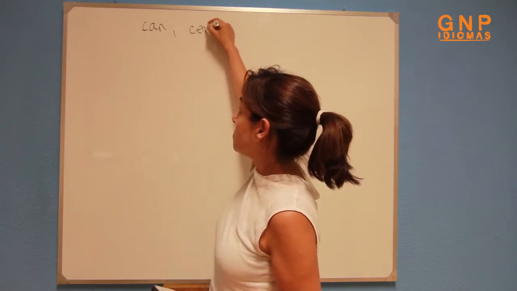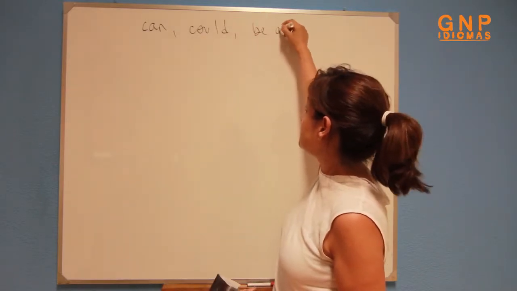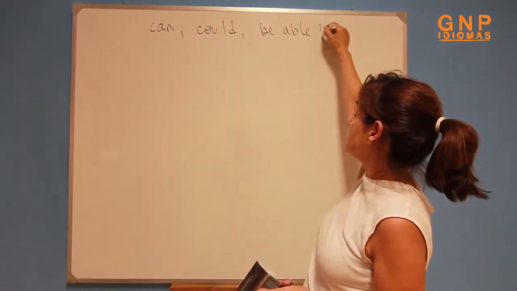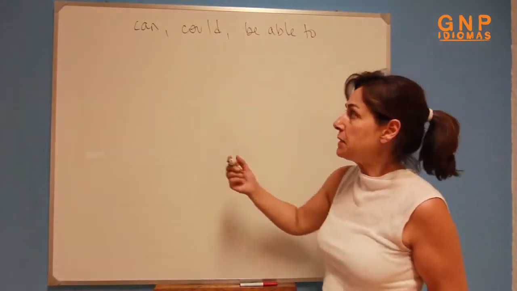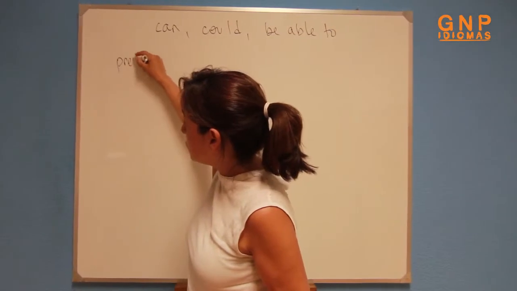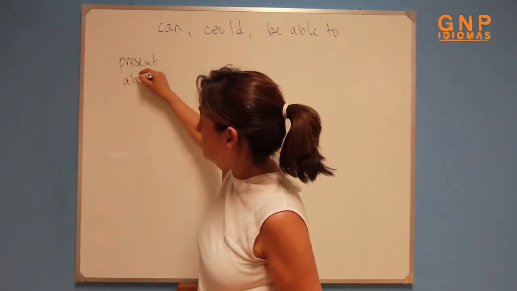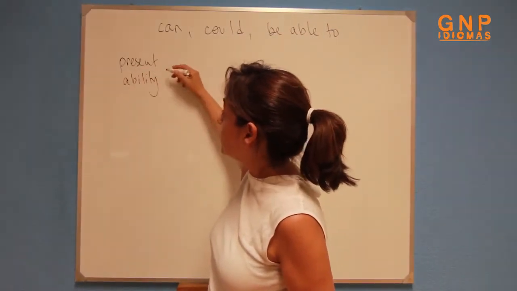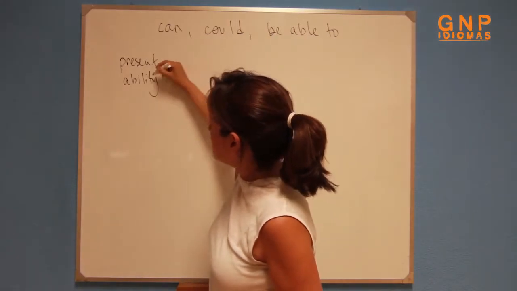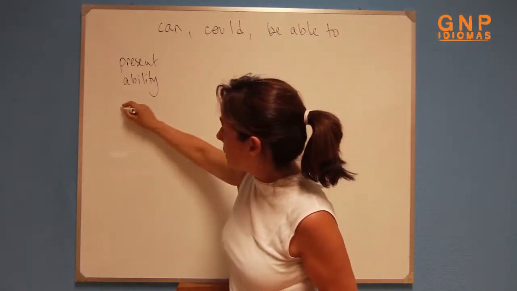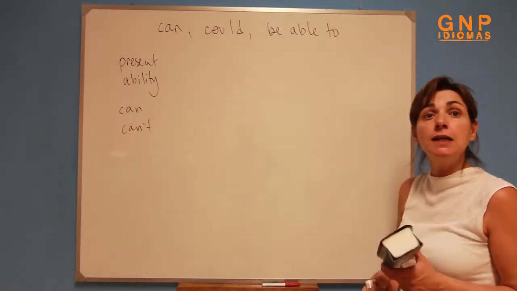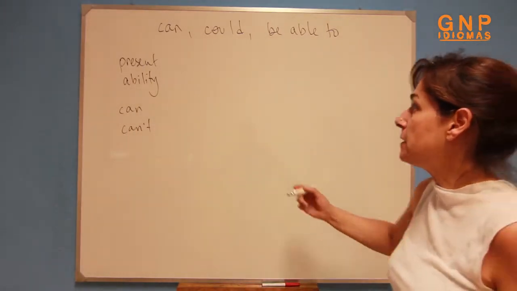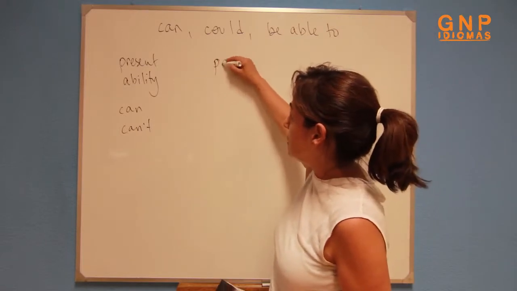Simple, nothing complicated, but tricky with be able to, okay? Can is a present ability. It could be used for the future as well. Okay? Ability, that's right. And that would be can, can't. All right, so I can play the guitar, I can drive a car. All right? Past ability is could, that's also easy.